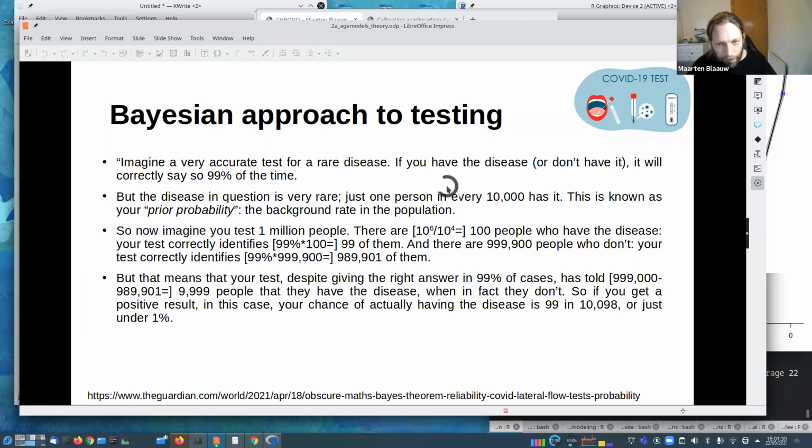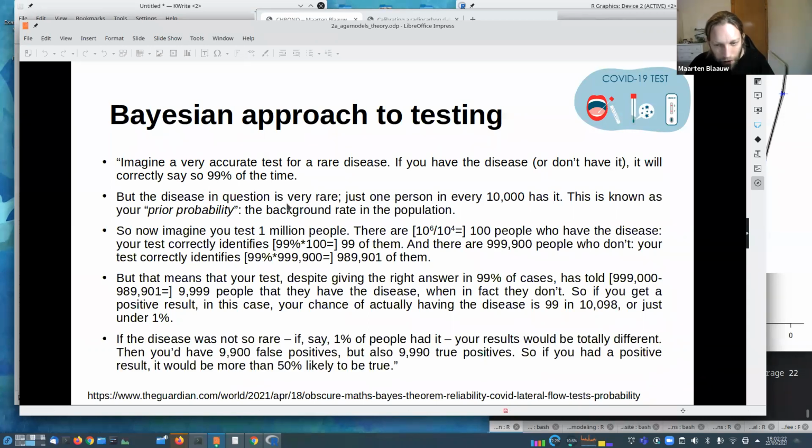989,901. And that means that even though your test is giving the right answer in 99% of the cases, it has told 9,999 people that they have the disease when in fact they don't have the disease. These are false positives. So if you get a positive result, your chance of actually having the disease is 99 in 10,098, so just under 1%. That's if the disease is rare.